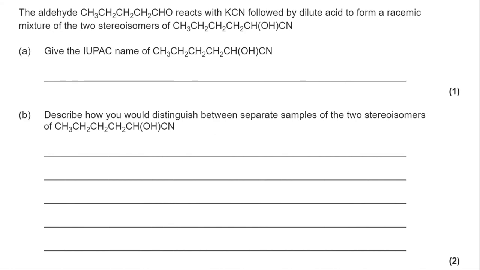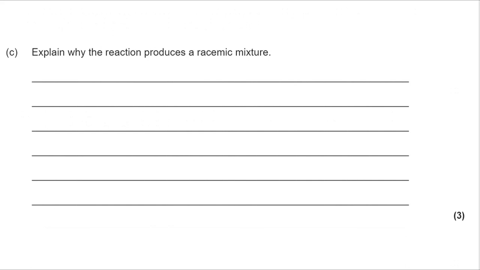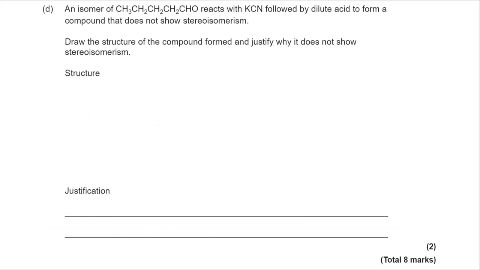This is a question on carbonyl chemistry. It also includes some nomenclature and isomerism. 4 parts, A to D, 8 marks in total. So pause, try, and then review. Here's parts A and B. Part C. And part D.